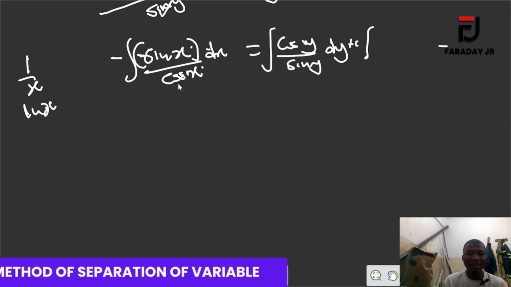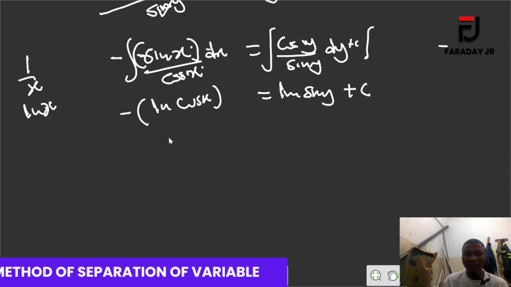The result states that anytime you differentiate the denominator and you get the numerator, you should take ln of the denominator as the integral of that function. So we have our negative here already, so we have ln of cos x. And similarly, if you differentiate sine y, you end up getting cos y. That means the ln of the denominator is the integral, so we end up getting ln of sine y plus c.